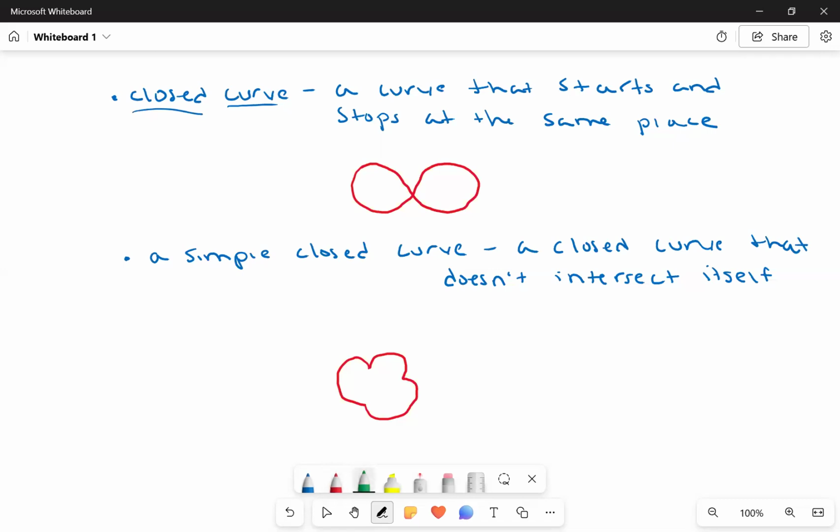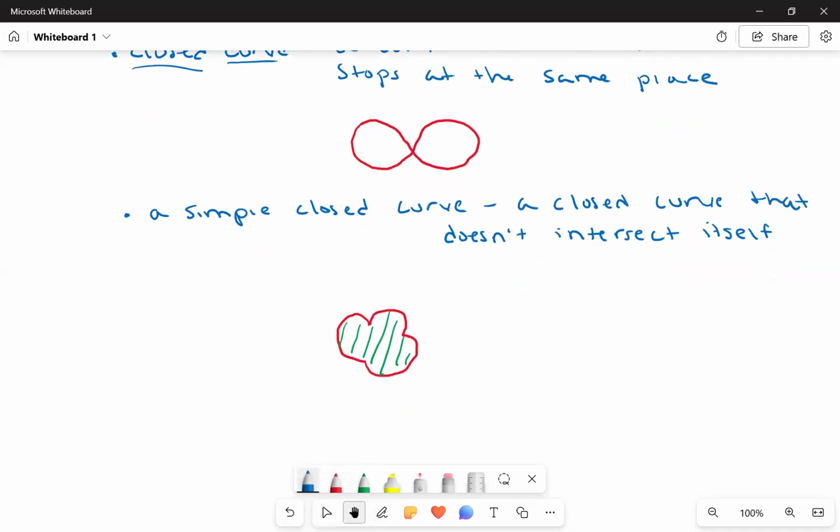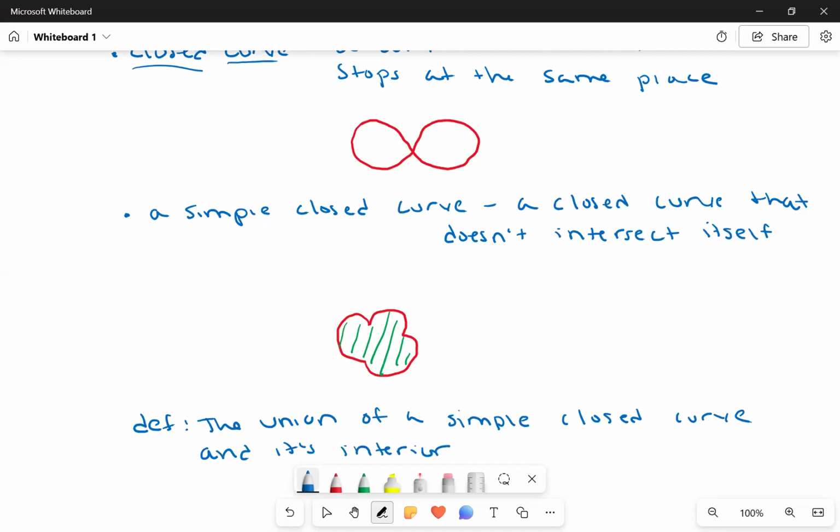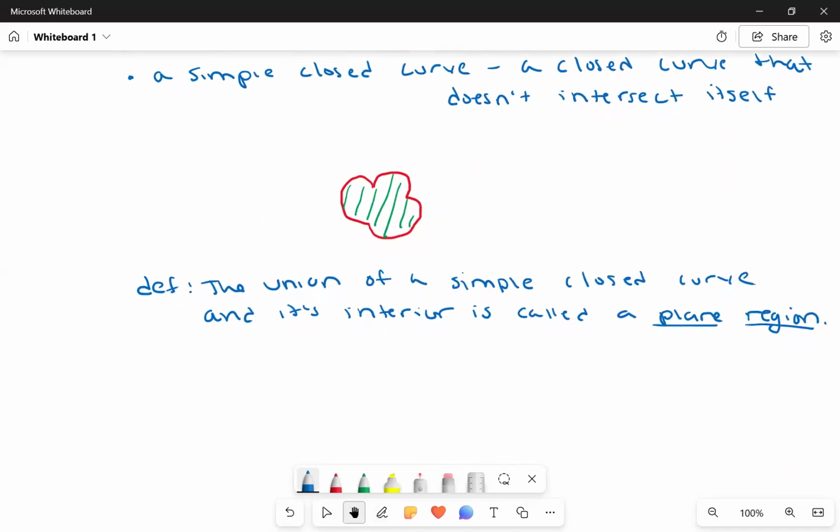But I want to take this a step further. If we think of not just the curve on the outside, but also the region on the inside, that has a name too. The union of a simple closed curve and its interior is called a plane region. So in that figure above, we're talking about both the curve and all of the inside of that curve.